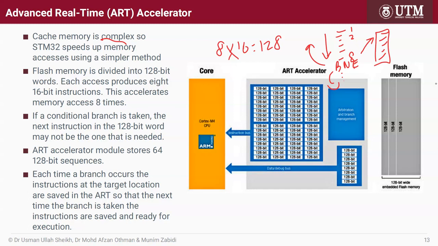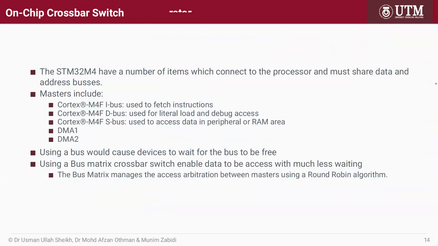All right. So basically, it will save all these branch instructions at the target locations, and that's why we have two buffers here. And then we have the branch management here. So this also happens in cache memory. We have branch prediction and branch management. So it's like a cache, but not exactly a cache. And then we have also the crossbar switch that I mentioned just now.